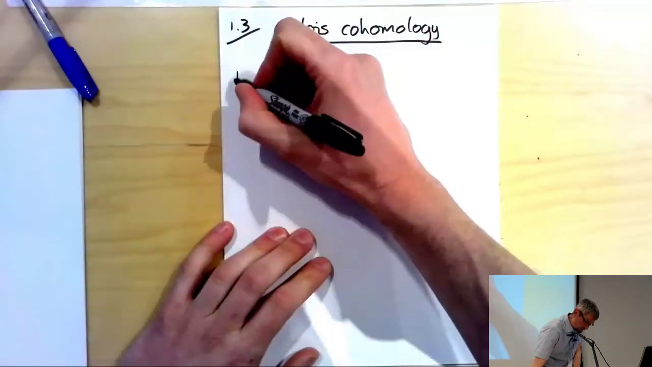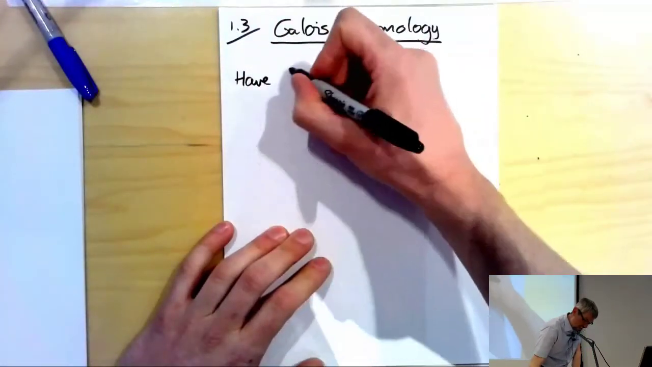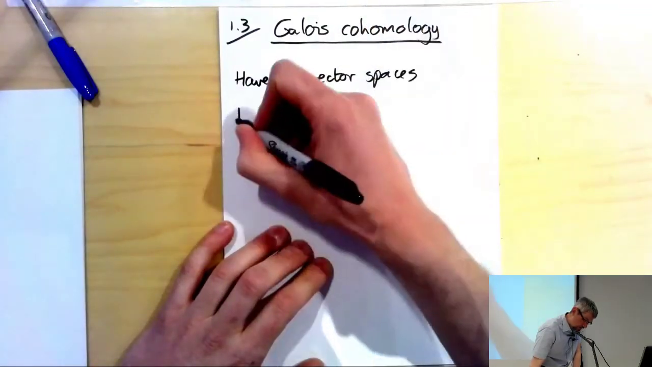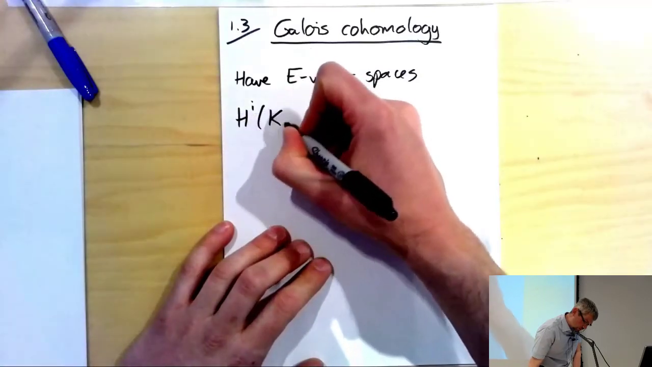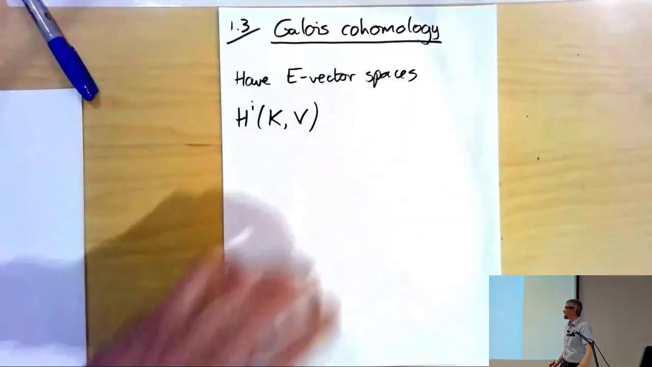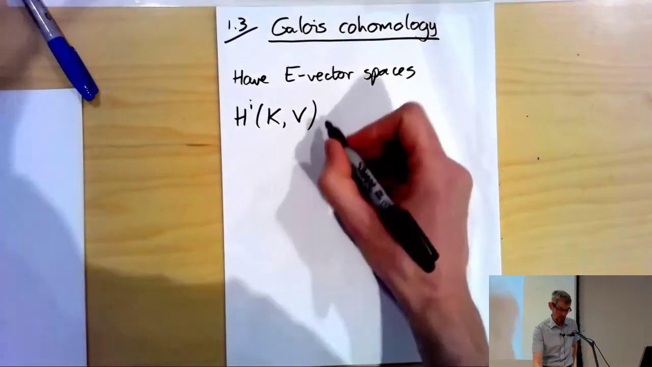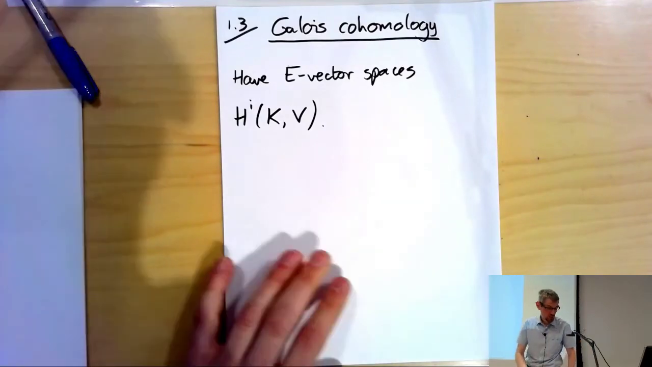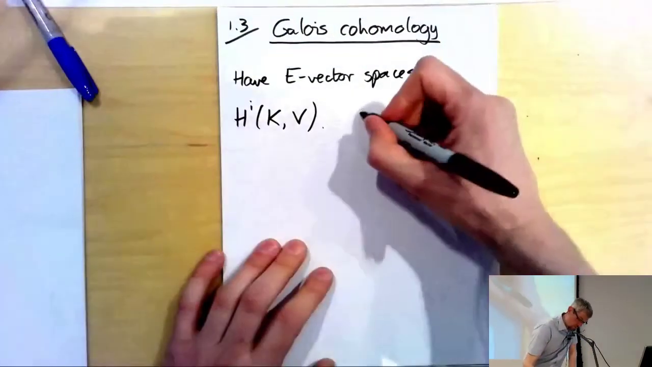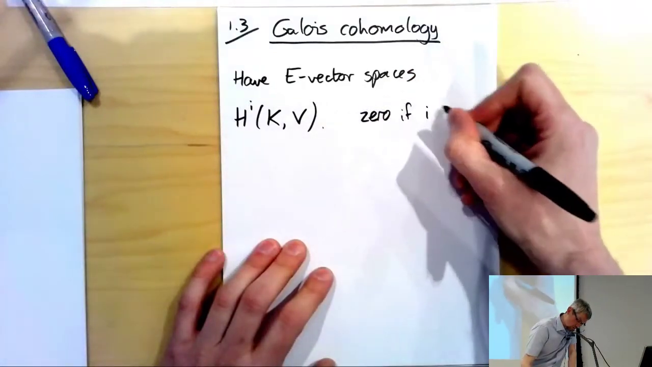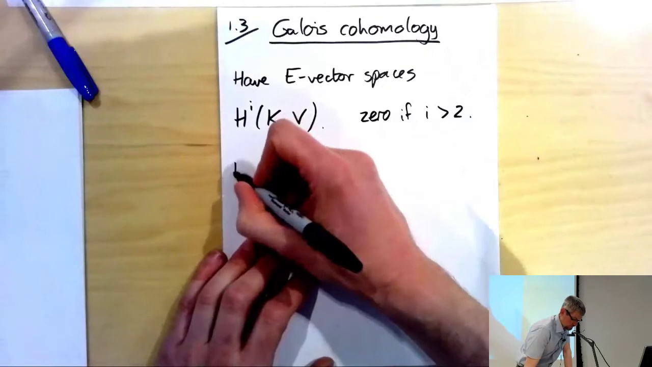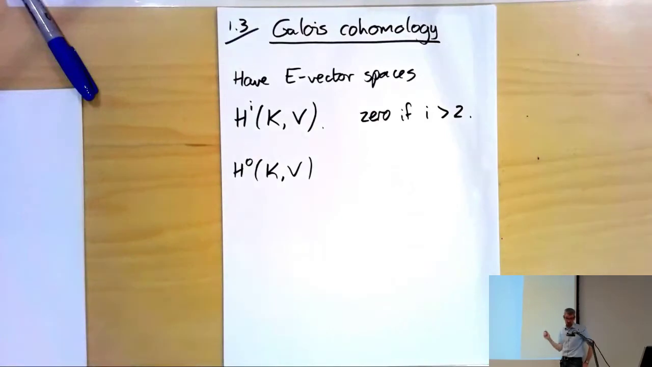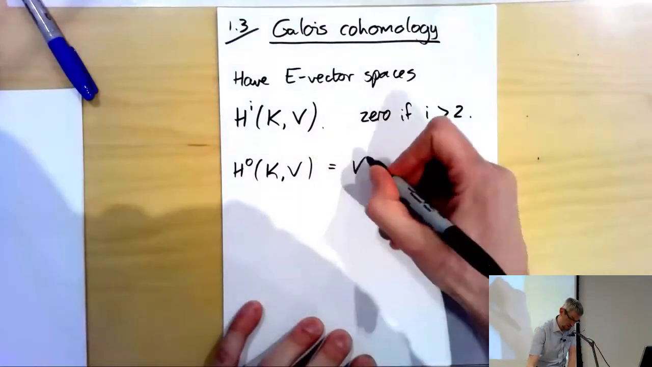So you have groups, indeed E-vector spaces, H^i(K_v, V). And we're mostly going to be interested in H0 and H1. H2 also exists, but for i bigger than 2, these things are 0. So the zeroth cohomology is what you obviously expect it to be. It's just the invariants.